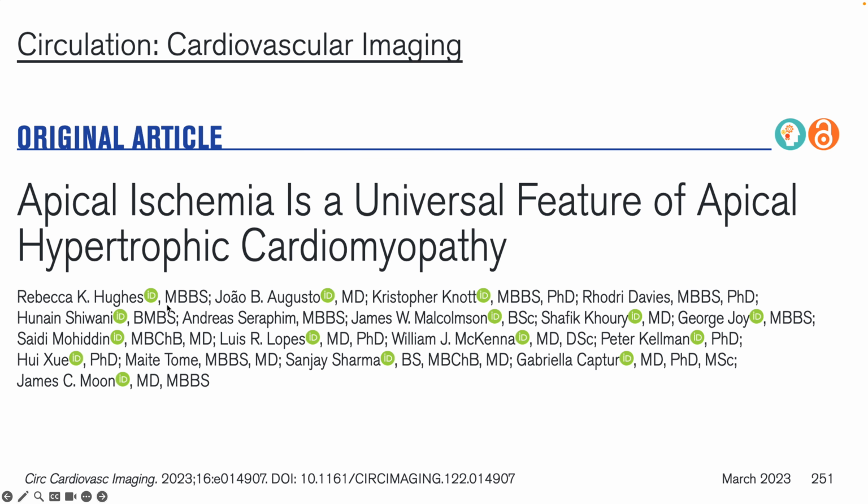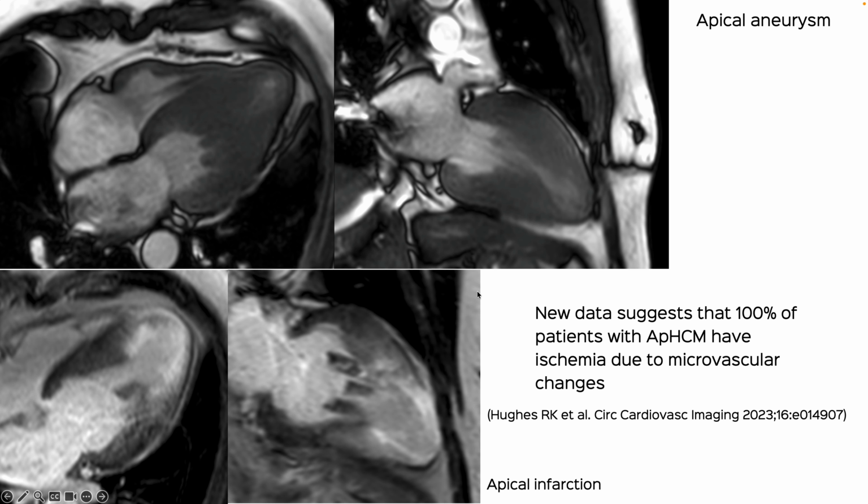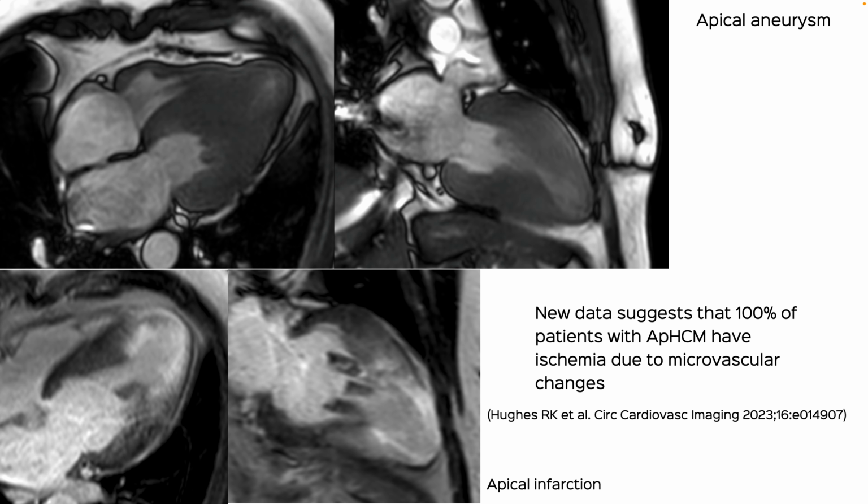There's pure apical, relative apical, mixed apical, and then the fact that ischemia is likely universal in patients with apical HCM. So Rebecca Hughes did this paper in 23. I thought it was quite a landmark paper where they did adenosine stress MR in all of these patients and found 100% of patients had ischemia when they did quantitative perfusion.